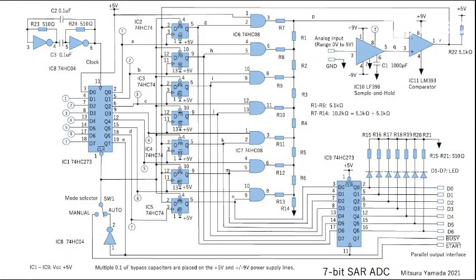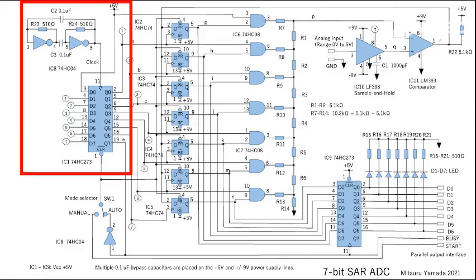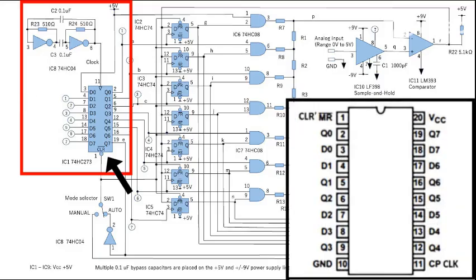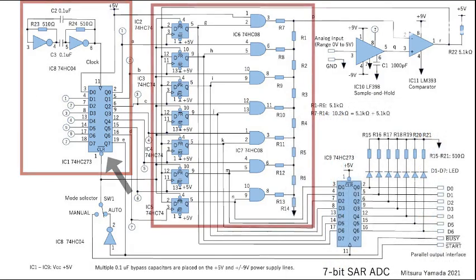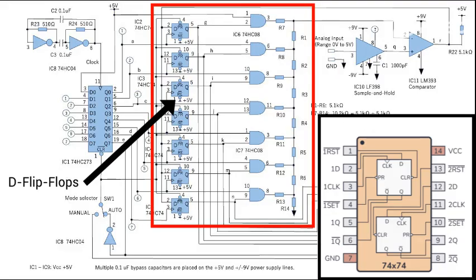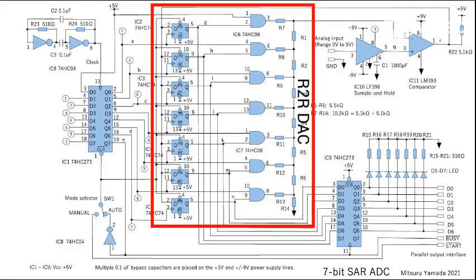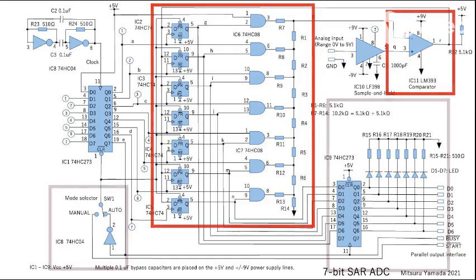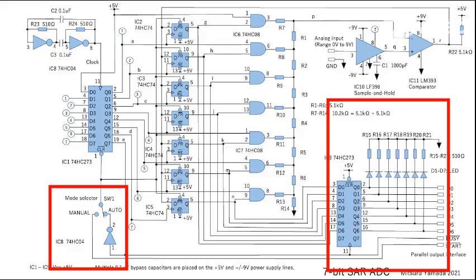Looking at the schematic of the 7-bit SAR ADC, there are a few main parts I split the circuit into. The clock and successive approximation, consisting of the inverter-based clock from the first stage of SAR ADC, and a 74HC273 octal D flip-flop, which I'll refer to as IC1. The data comparison, consisting of D flip-flops, the R2R DAC, the AND gates, and the comparator, and finally the output, consisting of the second octal D flip-flop, which I'll refer to as IC2, the LEDs, and the slide switch.